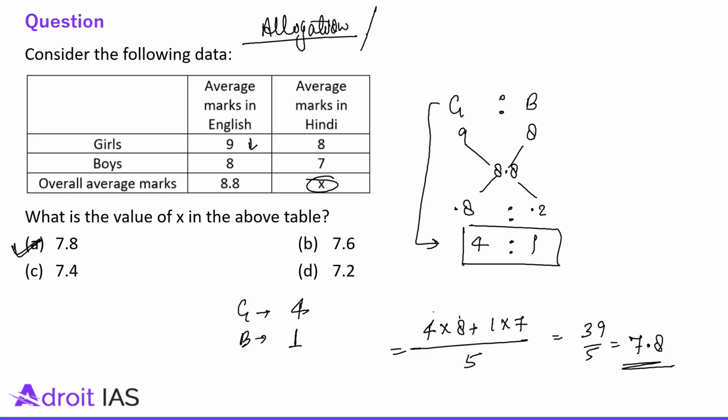Everyone, if you know how to solve these types of questions, you will hardly take around 30-40 seconds to solve this question, not more than this, right? But if you don't know how to solve these types of questions, if you are applying the traditional mathematical approaches, then obviously this question will be a tougher one for you guys, right? Okay, so let's talk about the next question.